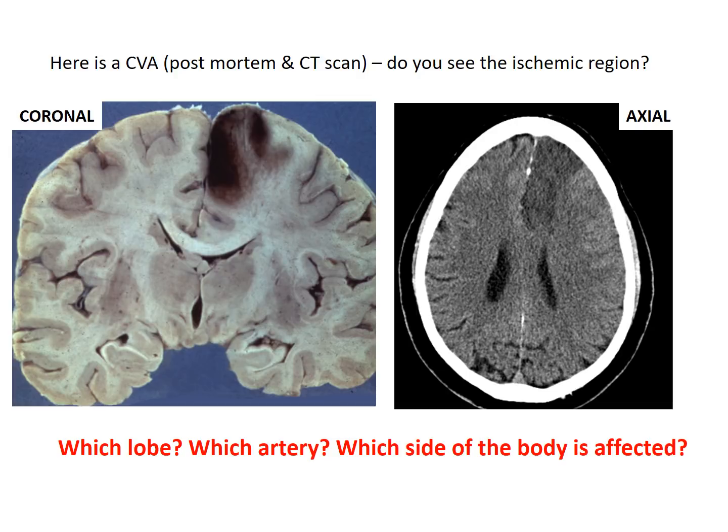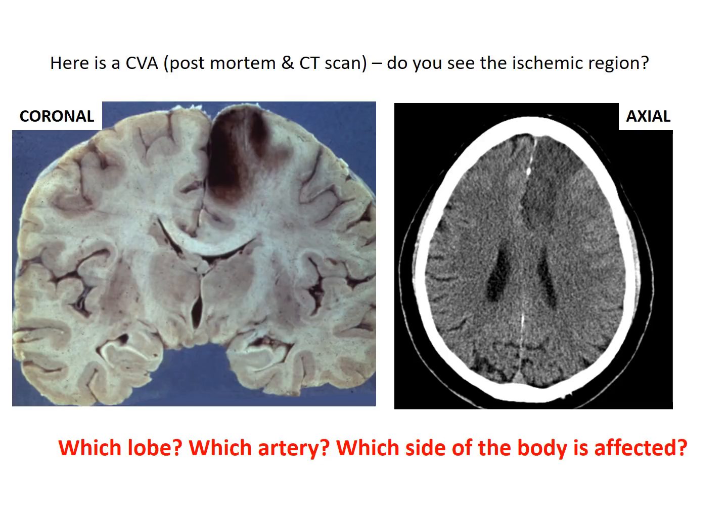So look at each of these. One's a post-mortem section, the other is a CT scan. And if I told you that each of these were due to a stroke, can you tell me what lobe we're in, what side of the body we're affecting, and then eventually you'll be able to tell me which of the main arteries, anterior, middle, or posterior cerebral arteries, were primarily affected.